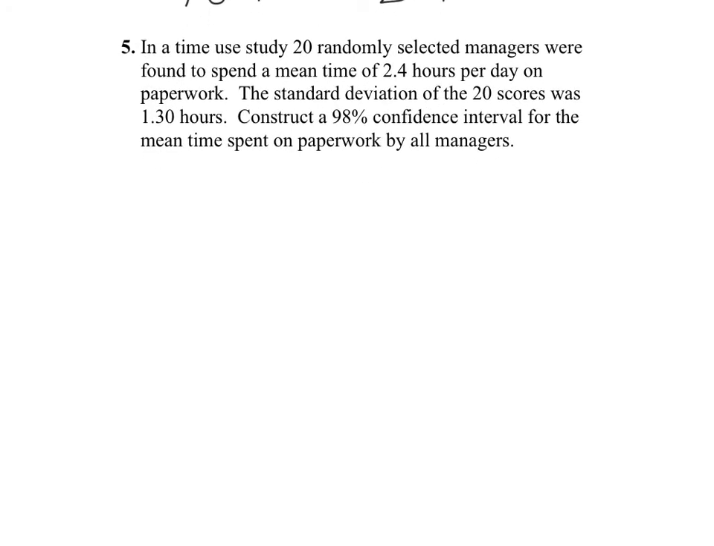Okay, question 5. In a time use study, 20 randomly selected managers were found to have spent a mean time of 2.4 hours per day on paperwork. The standard deviation of the 20 scores was 1.3 hours. Construct a 98% confidence interval for the mean time spent by all the managers. Once again, we're using a t-distribution because we only have sample data. And in this case, what we know about our t-distribution is that our degrees of freedom are 19 and our confidence level is to be 98%.